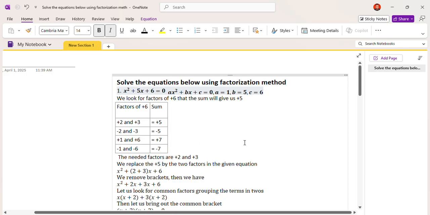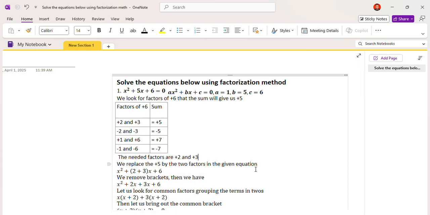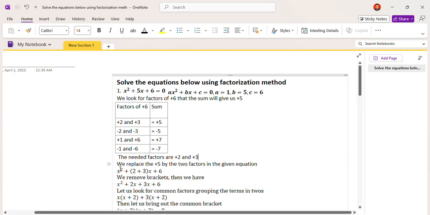After getting the factors, what's the next thing we are going to do? The next thing is to replace the plus 5 by the 2 factors in the given equation. What do I mean by that? We were looking for factors whose sum will give us plus 5, and since we have gotten those factors, we replace the 5 by the 2 factors. So we rewrite the equation: x squared plus, instead of writing 5x, I put in bracket plus 2 plus 3, because 2 plus 3 still gives me 5, then plus 6. Next, we remove brackets.